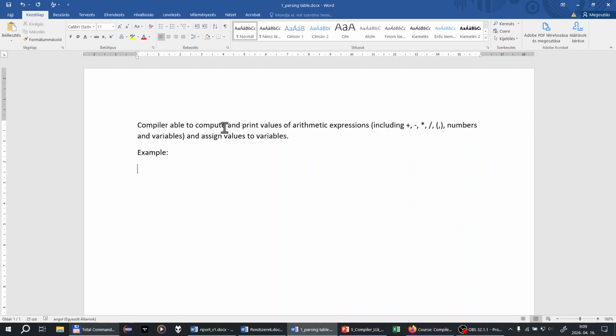It looks like a equal to 2 plus 3, print a minus 1. Okay. Let's see the grammar rules.